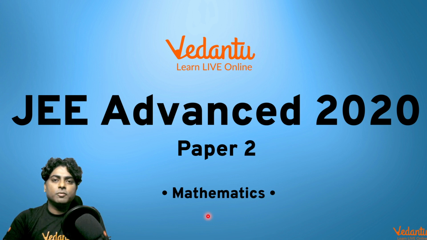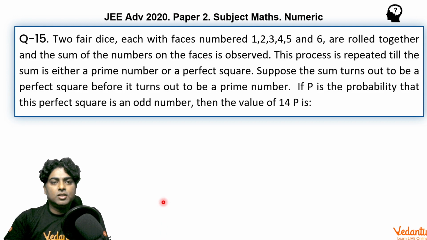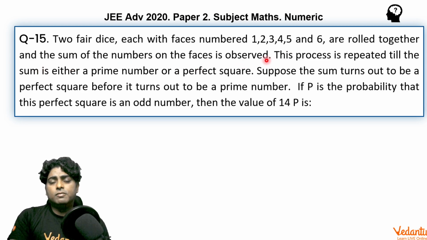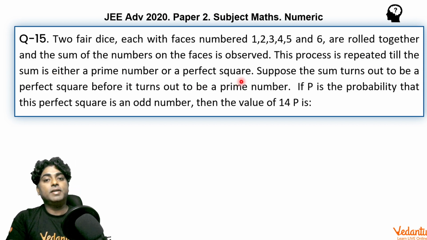I have taken a question of probability from the paper. Let's have a look at the problem. It says two fair dice, each with faces numbered 1, 2, 3, 4, 5, 6, are rolled together and the sum of the numbers on the faces is observed. Obviously the sum can be from 2 to 12. This process is repeated till the sum is either a prime number or a perfect square.